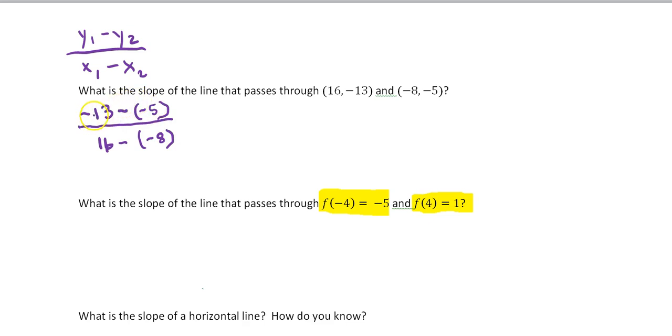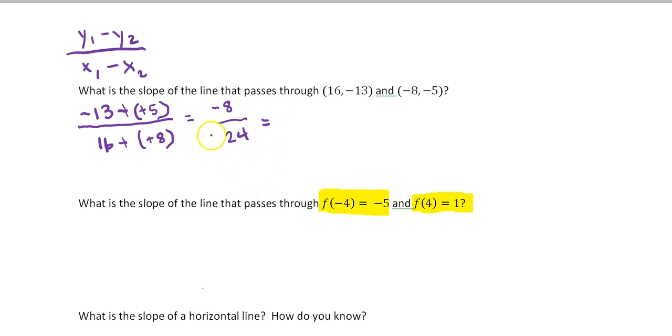All right. So here, remember, I have my double negatives going on. Remember, I can change the operation to its opposite operation. So for subtraction, I can make this addition as long as I also change the sign of the number following that sign. So here becomes a positive and here becomes a positive. So negative 13 plus 5 is going to leave me a negative 8. And 16 plus 8 is going to get me 24.